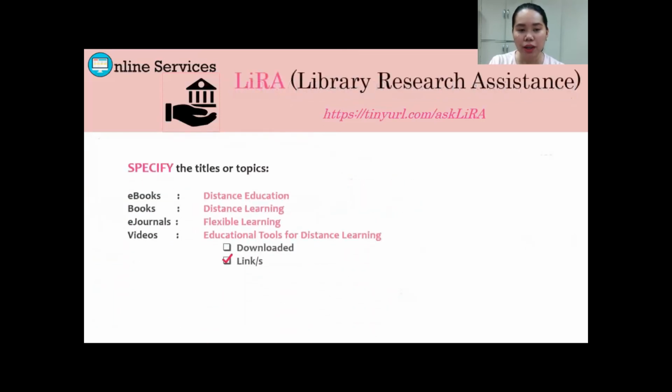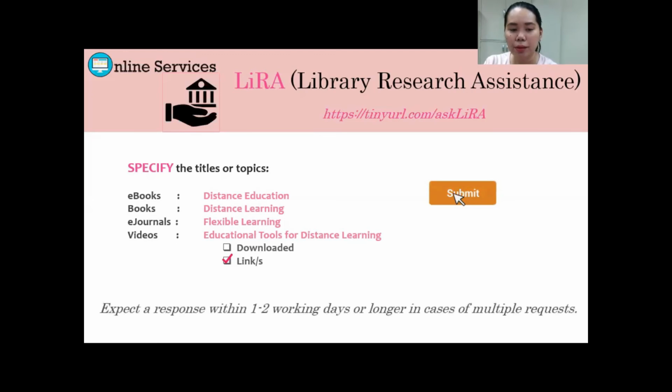Next, you have to specify the titles or topics. For example, ebooks: distance education; books: distance learning; e-journals: flexible learning; videos: educational tools for distance learning. There's also an option if you would like the videos to be downloaded or just the link. And click submit. Expect a response within 1 to 2 working days, or longer in cases of multiple requests.